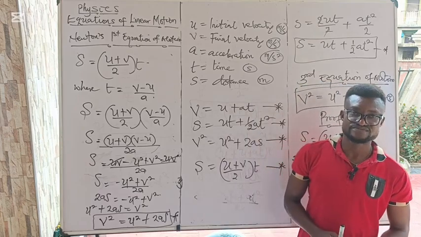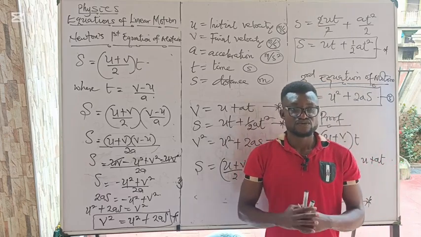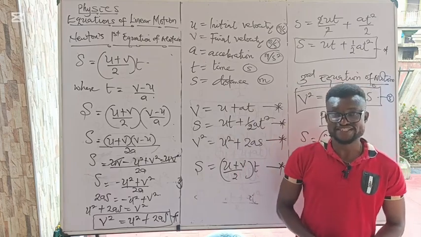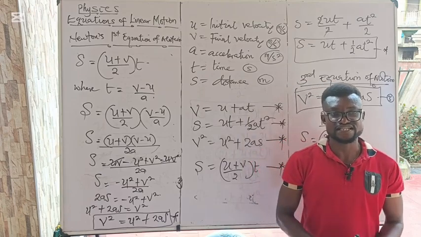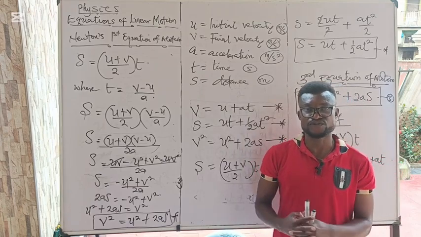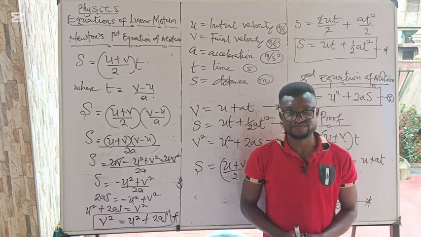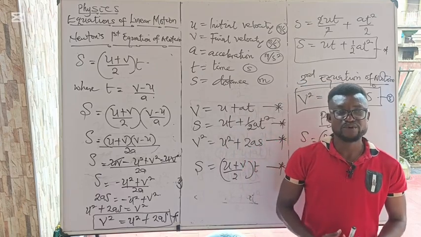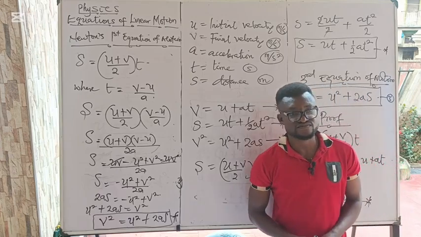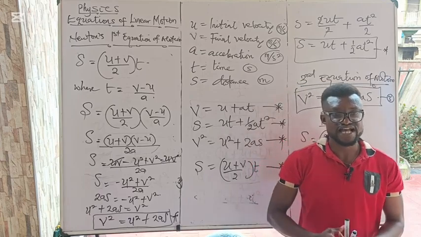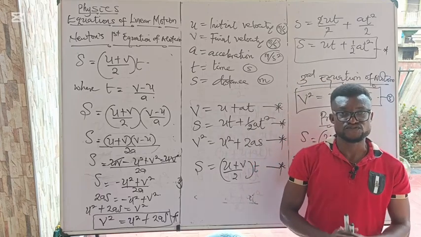And number 3, when a body's velocity is constant or not changing, its acceleration a equal to 0. I repeat. When a body's velocity is constant or not changing, its acceleration a equal to 0.